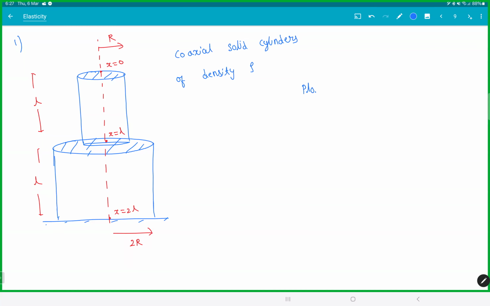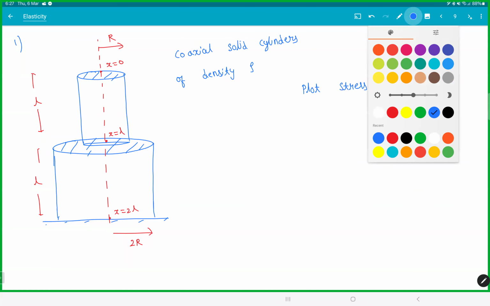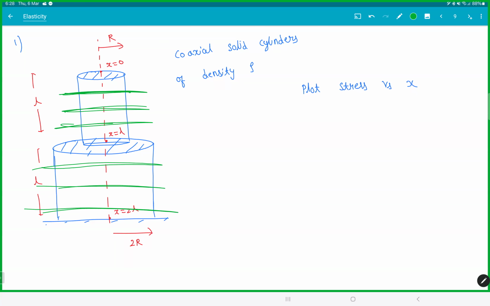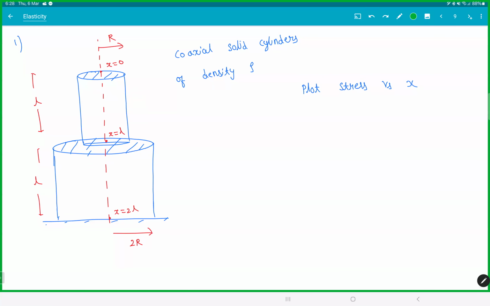Plot the stress versus x graph. What is stress? Tension by area. So what I'm asking is, find the stress here, divide by the area. You'll get the stress here, then here, then here. Then you have to plot a graph, so you'll get a function. Are you sure everyone understands what I'm asking? Plot stress versus x. x is starting from the top. As you go from the top to the bottom, how will the stress change?